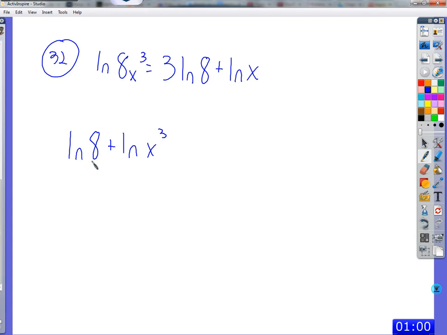I could do natural log of 4 plus natural log of 2, but that would be silly. Okay, just leave it like that. Here we have the natural log of x to the third. Natural log of 8 plus. We got the exponent there, we got the power property.